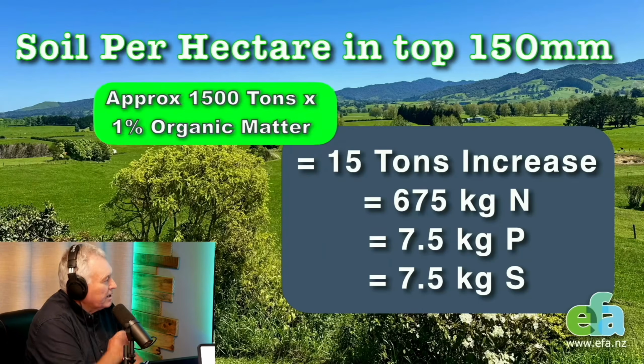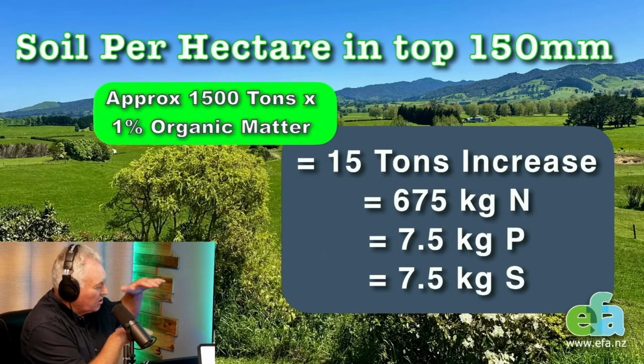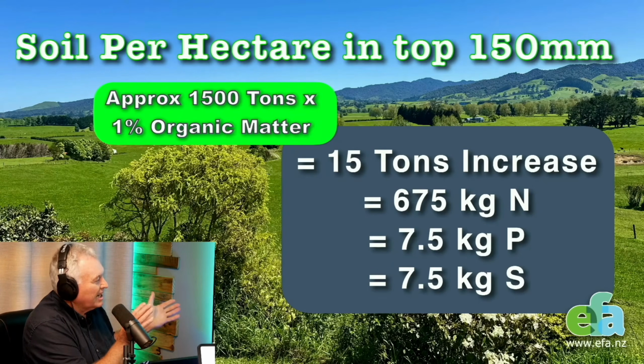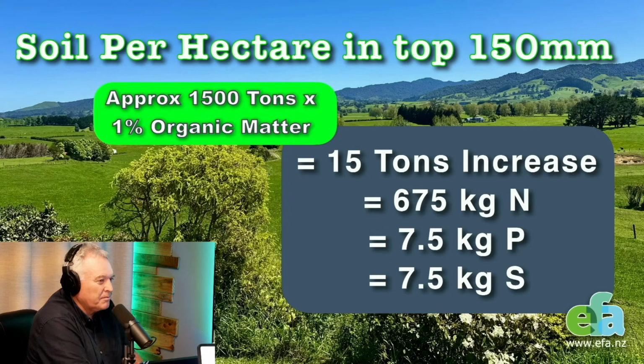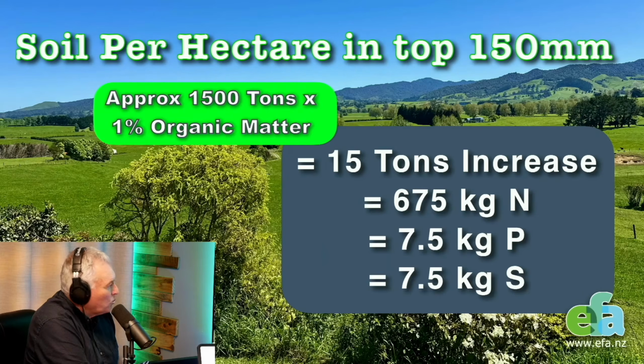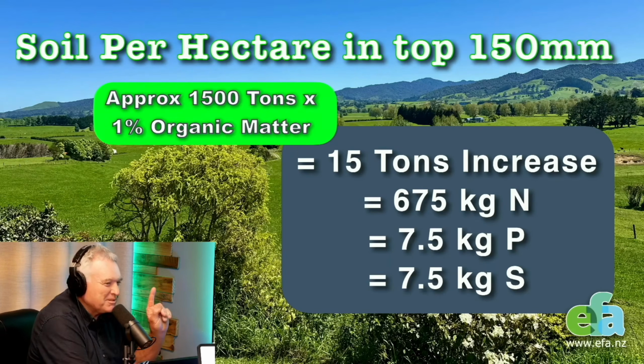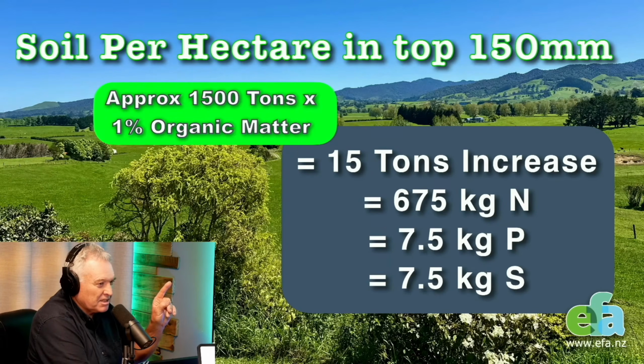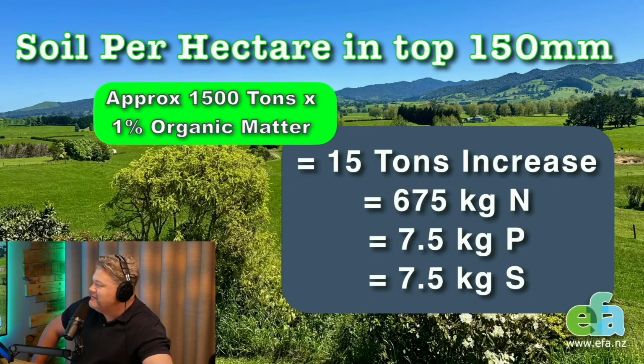So you think about this. In a soil test, we always test the top 150 mils. In a hectare, that's 10,000 square metres, 100 metres by 100 metres, there's 1,500 cubic metres, or if it was at 1 tonne, 1,500 tonnes of soil per hectare that we're dealing with. So if you increase the organic matter by 1%, just 1%, there's 15 tonnes increase.